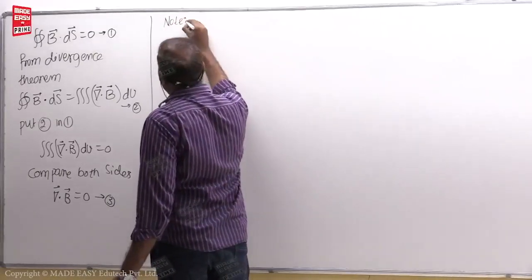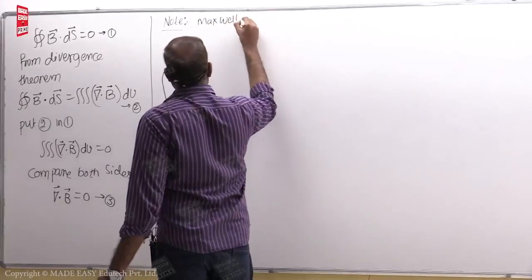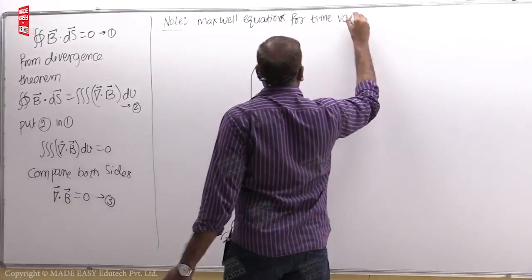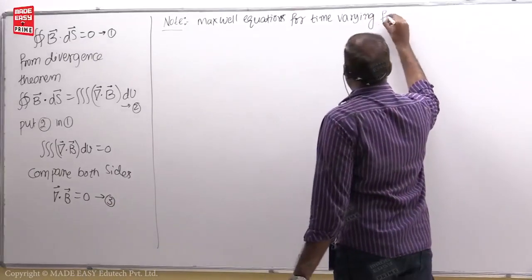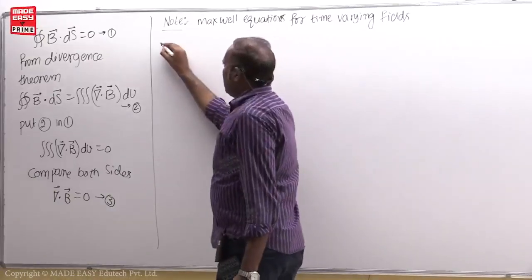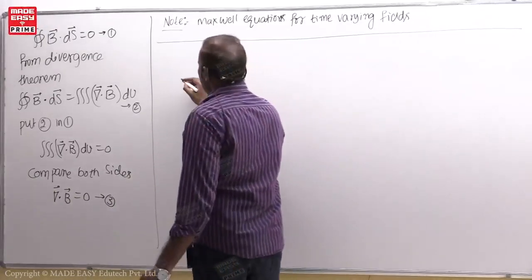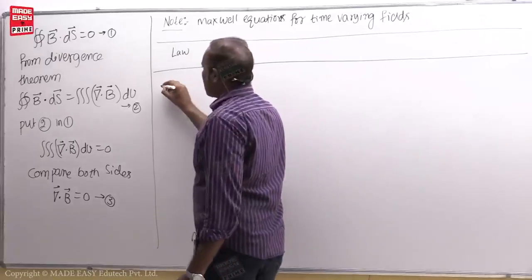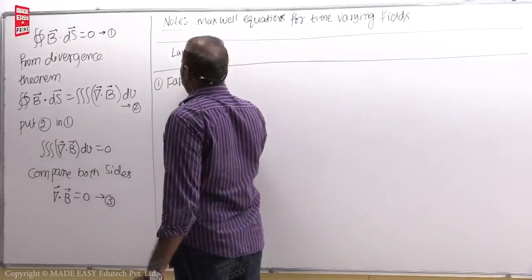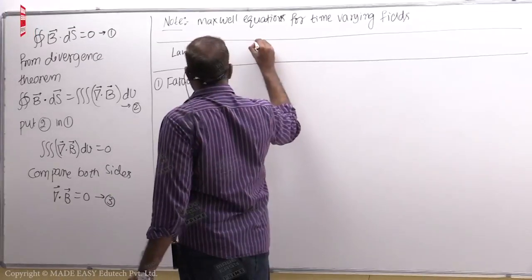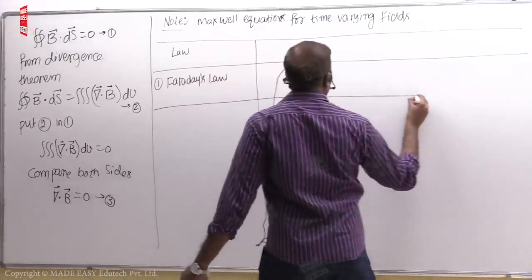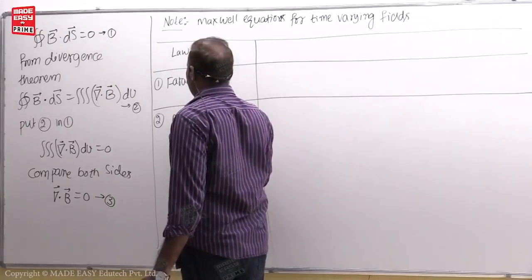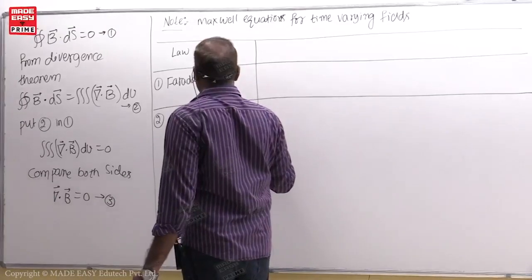Now, Maxwell equations for time varying fields. From which law did each Maxwell equation come? First one is Faraday's law. Okay. Second one is Ampere circuit law.